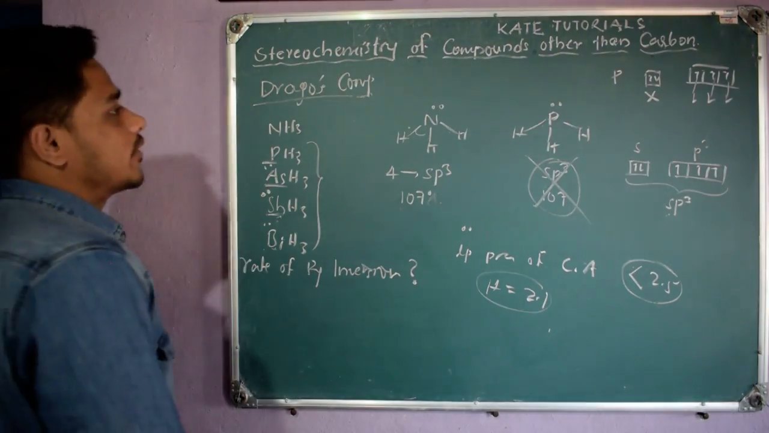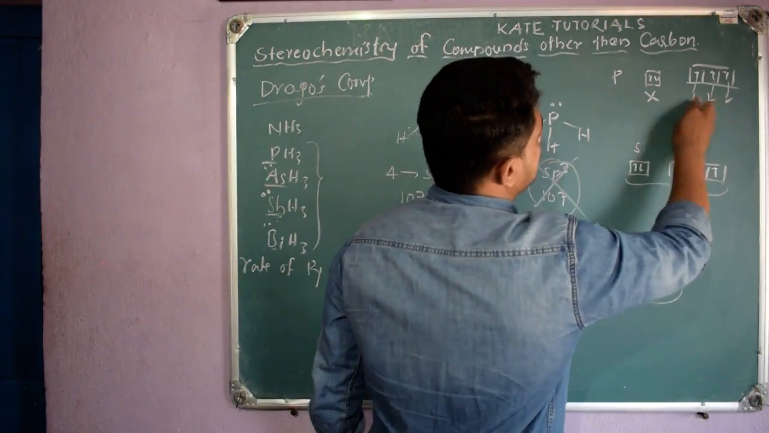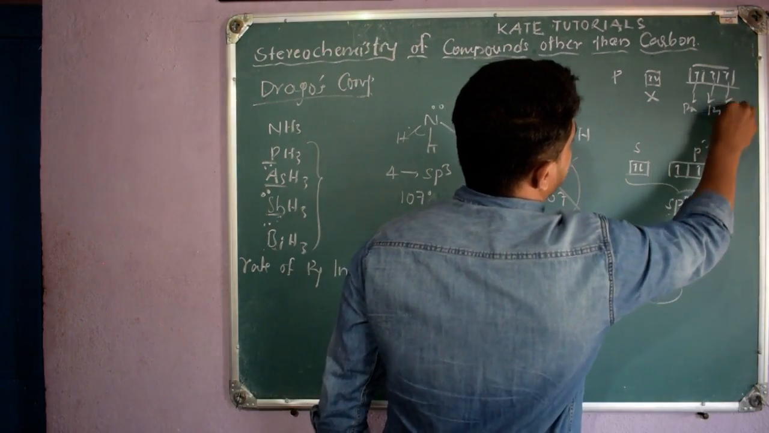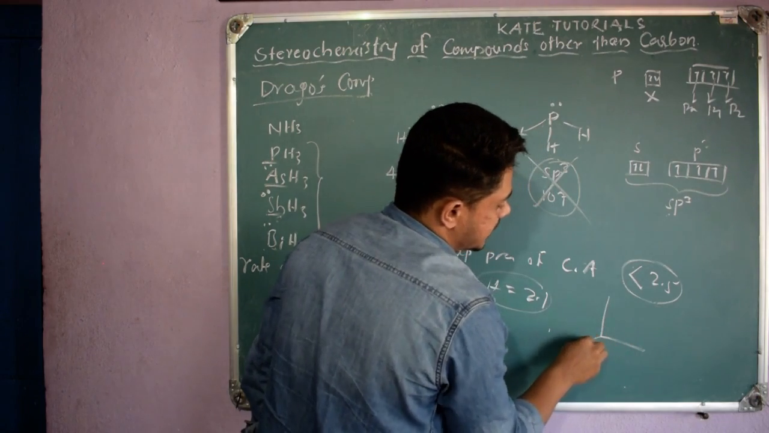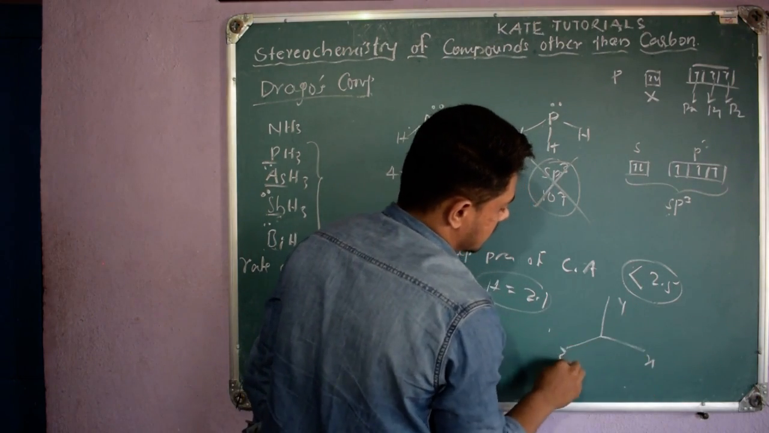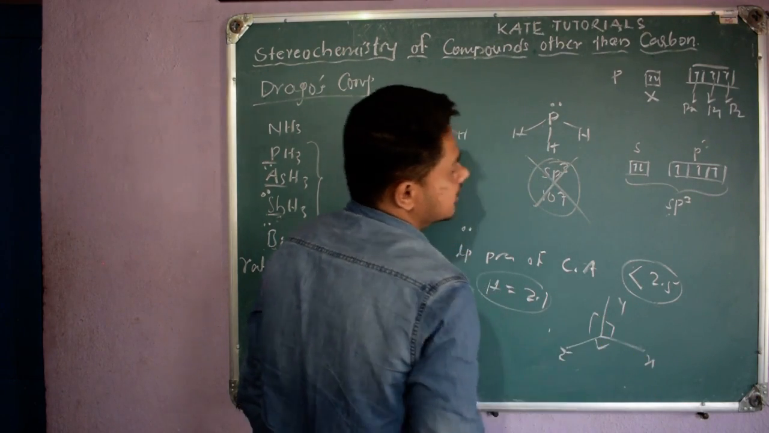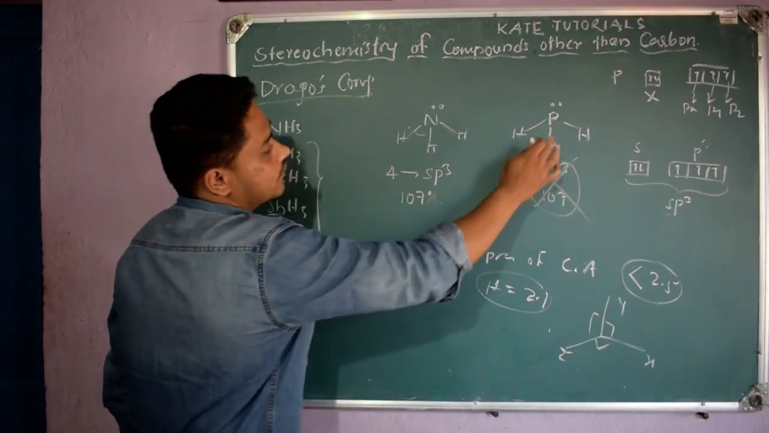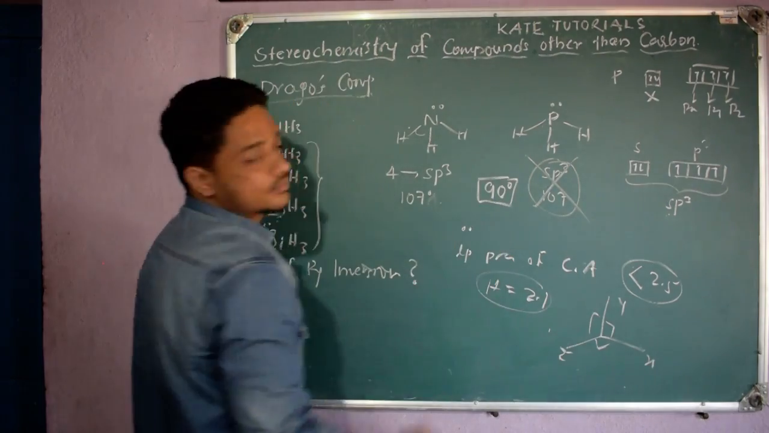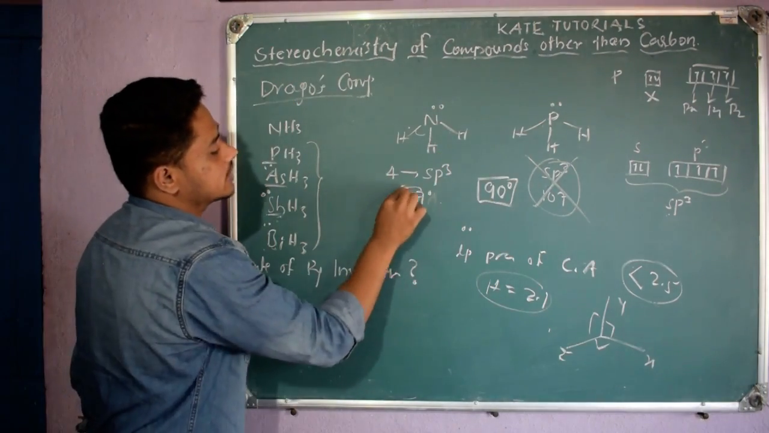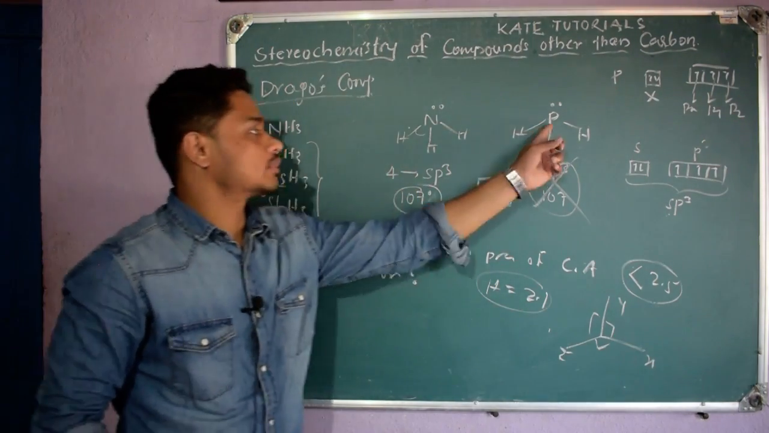Yes. Px, Py, Pz. 3 things will be there. So here Px, Py, Pz. So this is Px, Py and Pz. X, Y, Z. All are 90 degree. Right. So if you see the bond angle of this PH3, it will be around 90 degree. Whereas for NH3 it is 107 degree. Whereas for phosphorus it is 90 degree.